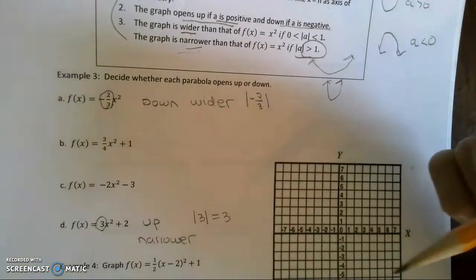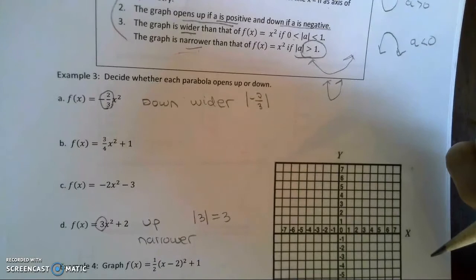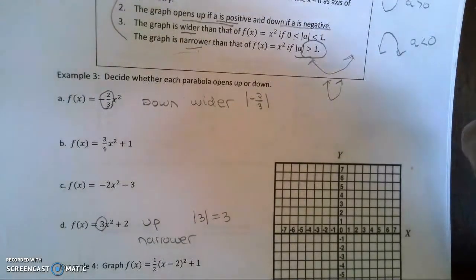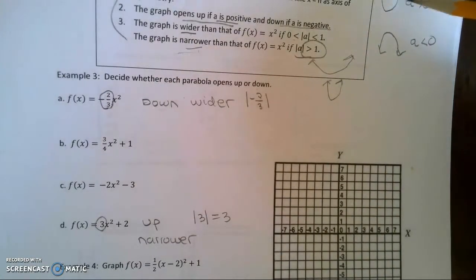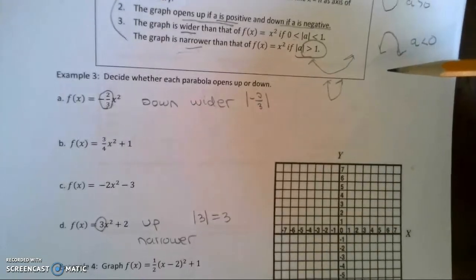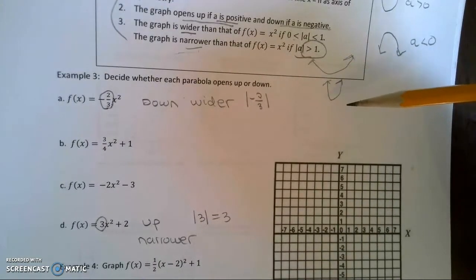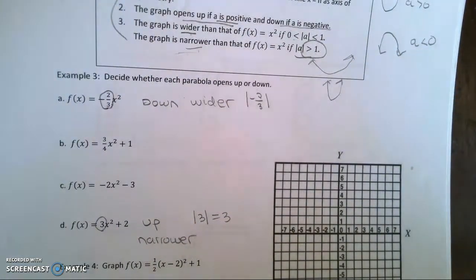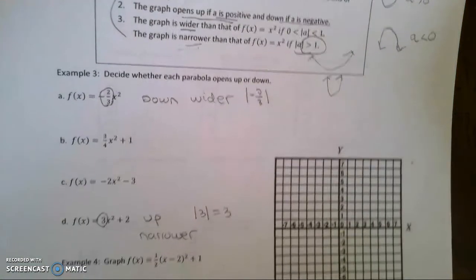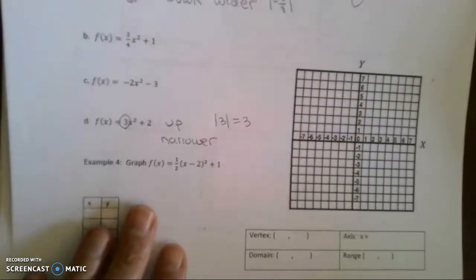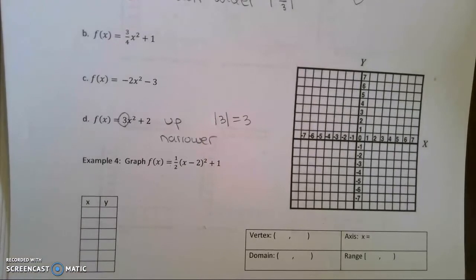You could go through the other ones. You have the worksheet. You could look through the rest of them. But the value of a tells us a lot about the parabola. Again, whether it opens up or down, and then whether it's wider or narrower than the basic function. I'm going to do our homework example on the next video.